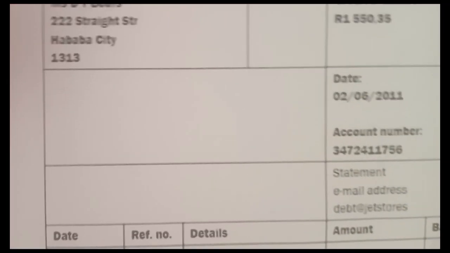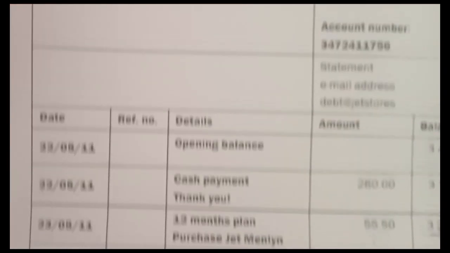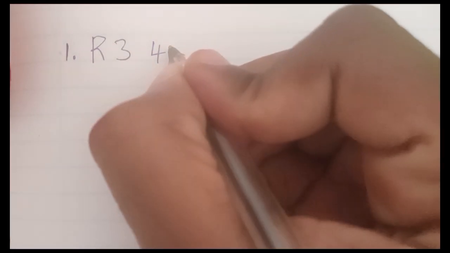Number one is actually a free mark because your answer is on the statement. Remember, I showed you the opening balance there. So let me write. When we write money, we have to start with the capital R, to show that this is an amount. So it's R3,450.15.